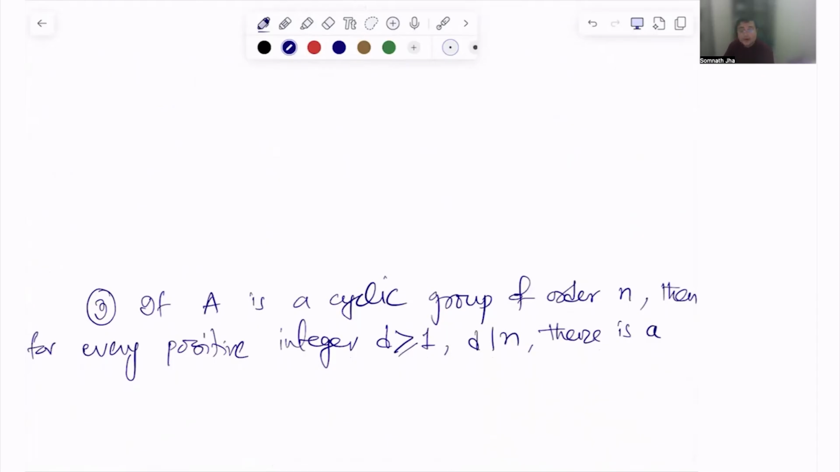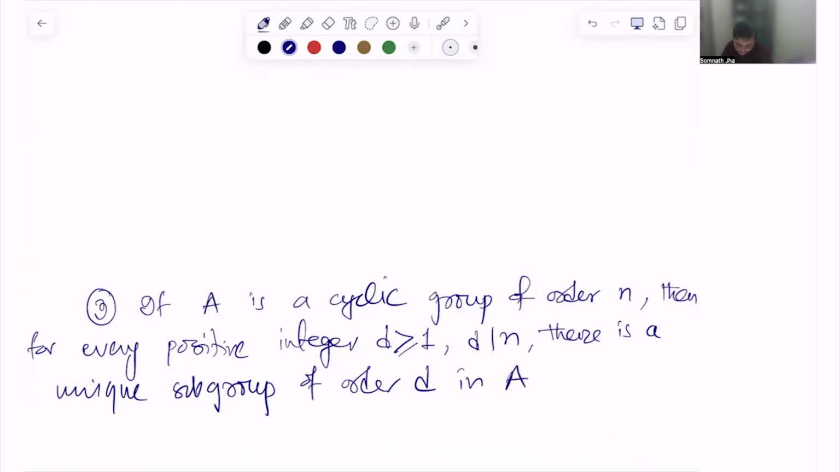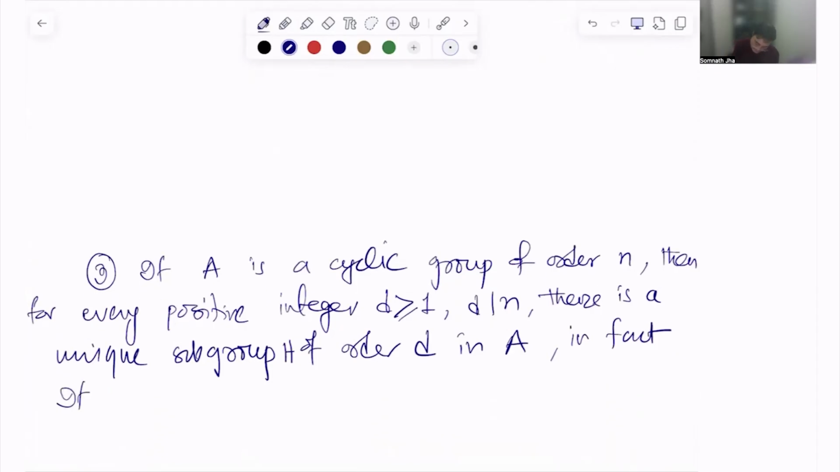And if A is a cyclic group of order n, then for every positive integer d greater than or equal to 1 and d dividing n, there is a unique subgroup of order d in A. So there is a unique subgroup H of order d in A, and in fact, if A is generated by x, then H will be generated by x to the power n over d.